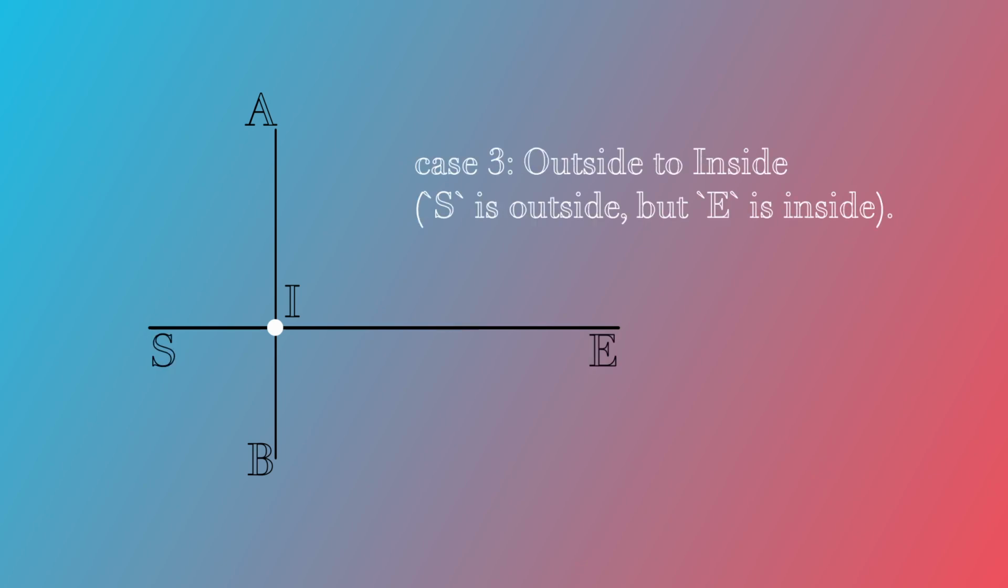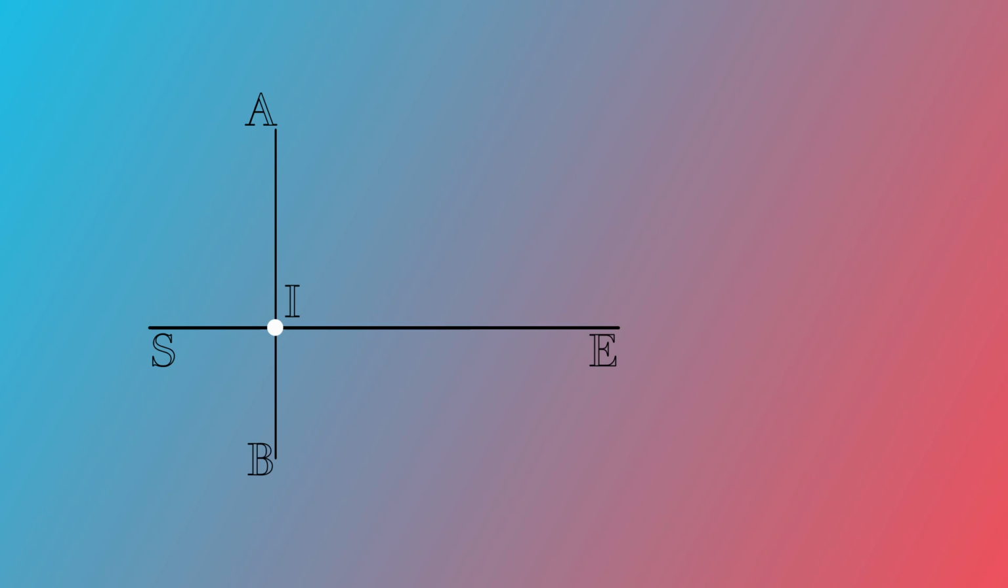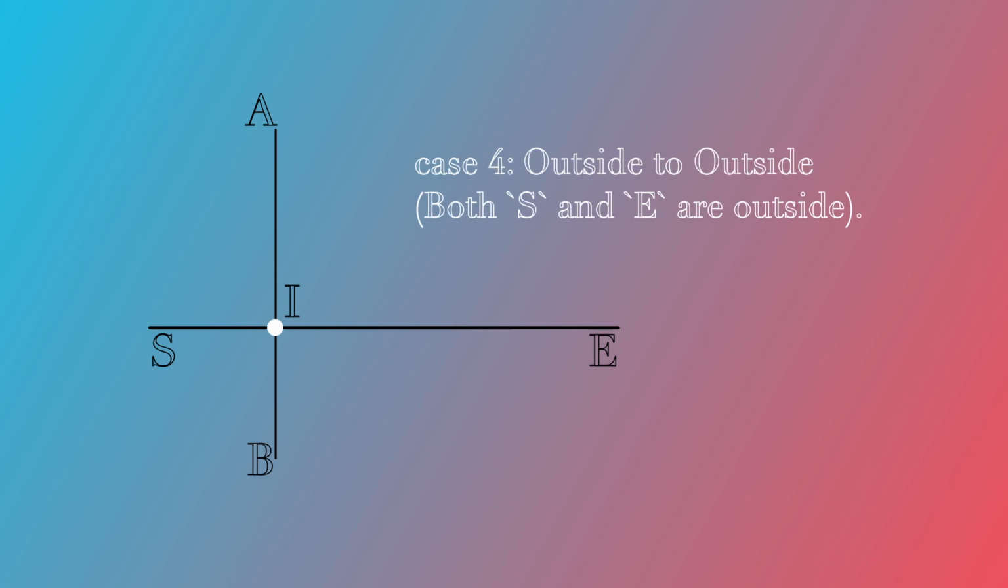Case 3, outside to inside. S is outside, but E is inside. The segment is crossing the line on its way in. This is the key one. We find the intersection point I, we save I first, and then we save the endpoint E, which we know is inside. Case 4, outside to outside.